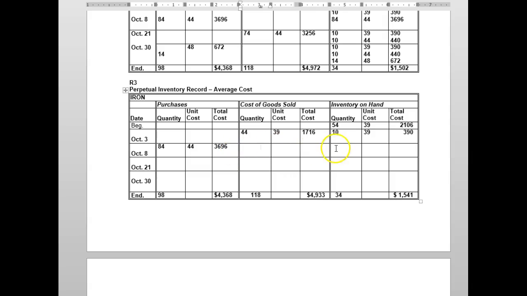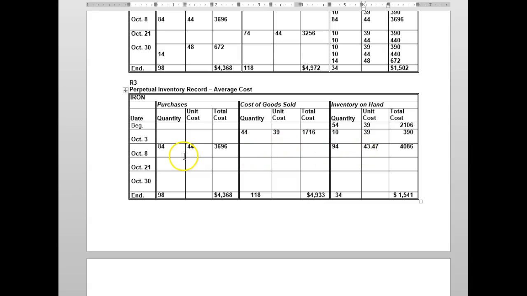And now what are we going to do with this? Well, now we're going to do average. And the way we're going to do that is we have a total of 94. And if I add these two together, I'm going to come up with a total cost of $4,086. Now, how much did each one of them cost? I'm going to divide 4,086 by 94 and come up with 43.47. And that becomes my new cost.